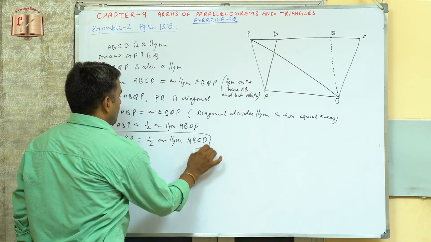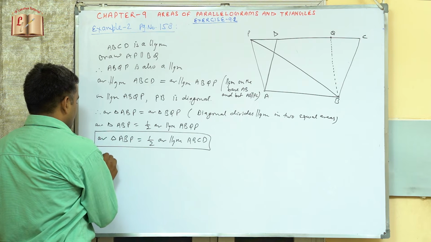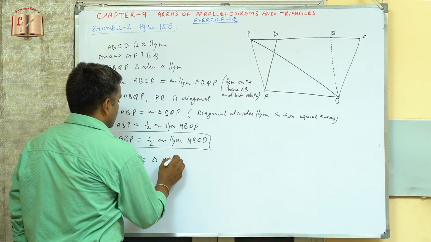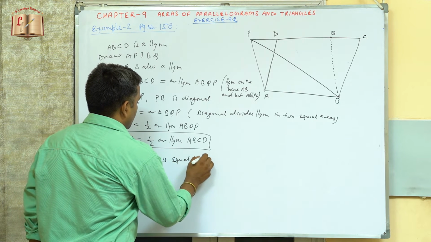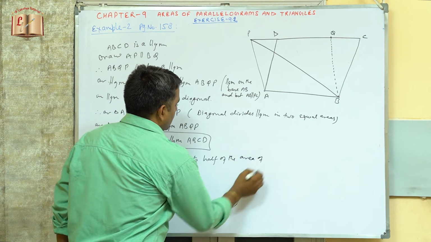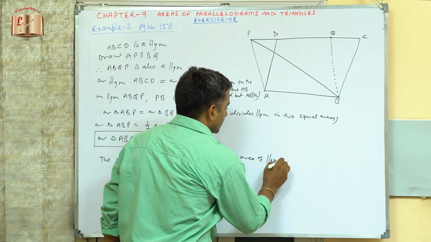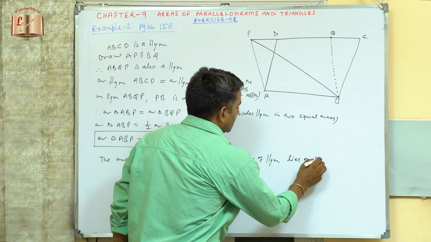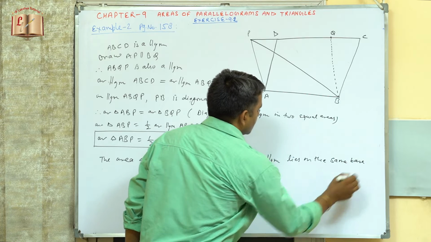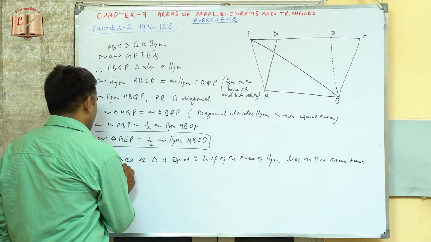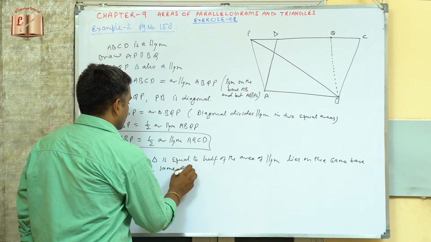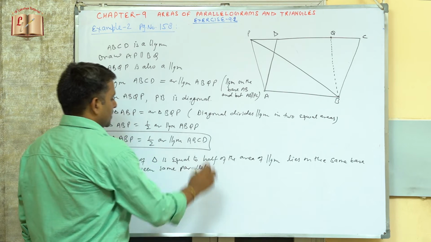So this is now proved that the area of a triangle is equal to half of the area of a parallelogram that lies on the same base and between the same parallels. So this we have proved.